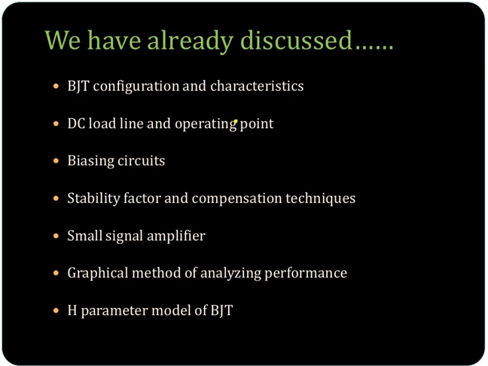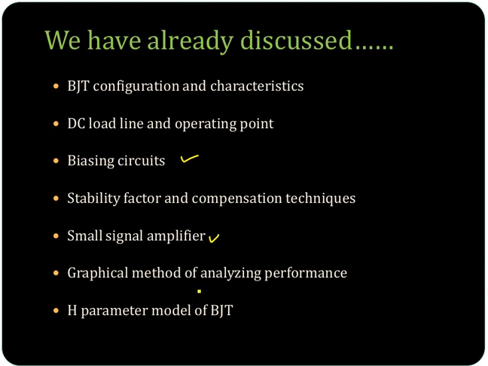In our previous lecture we discussed the BJT configuration and characteristics, DC load line and operating point, different biasing circuits, and the requirement of biasing circuits. We derived the stability factor for voltage divider biasing, and we also discussed the compensation techniques. And we started with the small signal amplifier. We started with single stage amplifier and the small signal analysis.